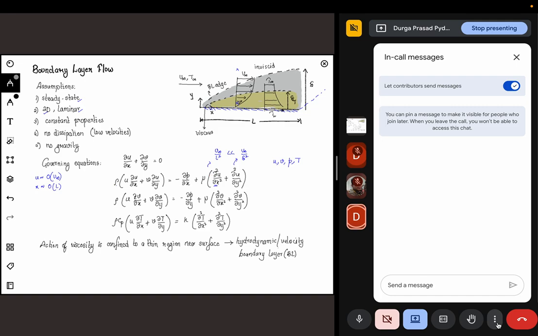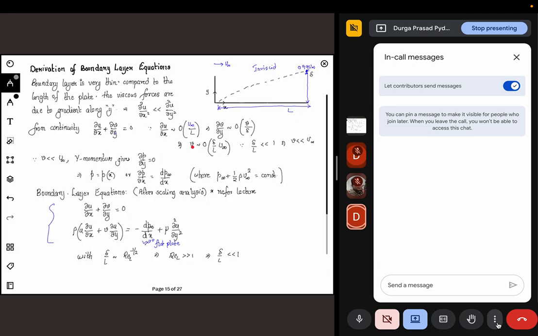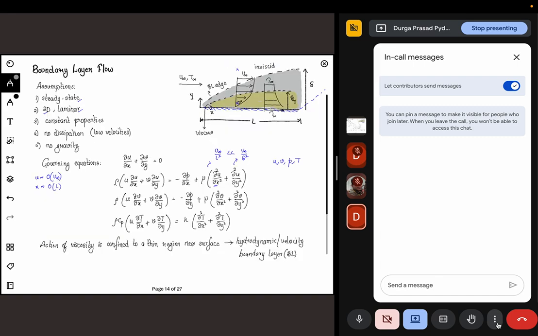In a similar way, from the continuity equation we know that v is delta by L times u infinity, and this itself is a very small number. So v itself is a very small number, which means in the y momentum equation we have del v del x, del v del y. All these terms have v in them, and all of them can be neglected. When all of them are neglected, this ends up giving me del p del y equal to 0.